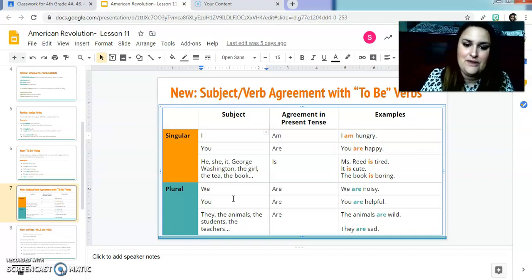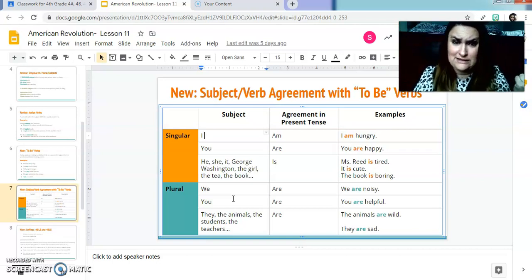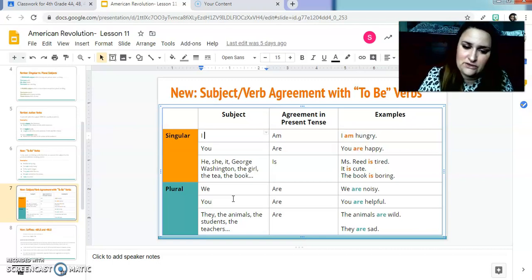It sounds crazy. You, if are, helpful. Are for you, no matter whether you have one person you're talking to or more than one person you're talking to, with you, you'll still use are. You always use are with you. And again, if you have plural subjects like they, the animals, the students, the teachers, you're still going to use are. So it's pretty easy to remember no matter what.